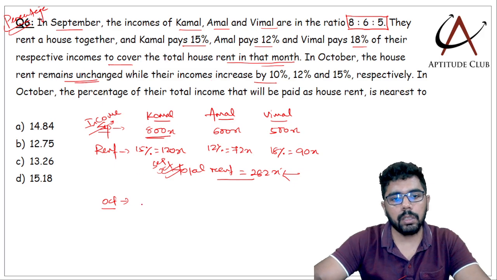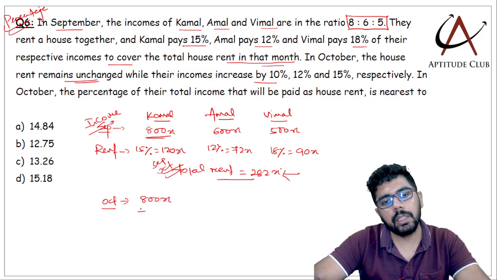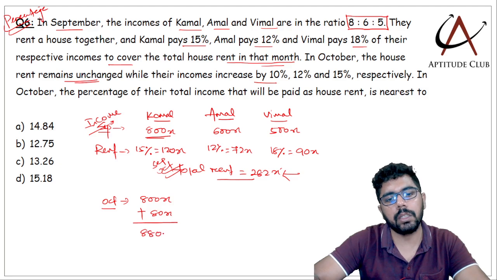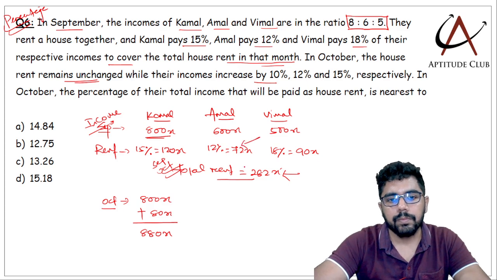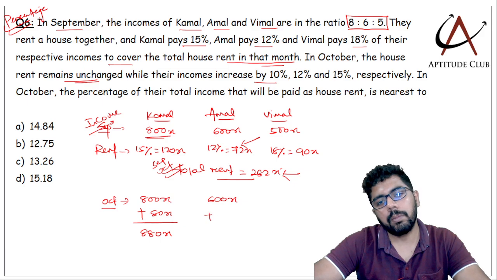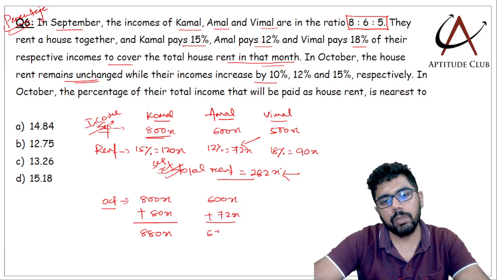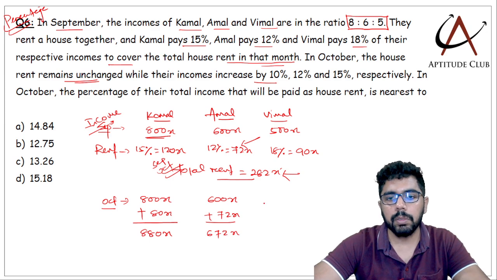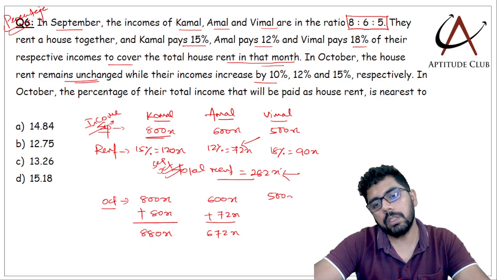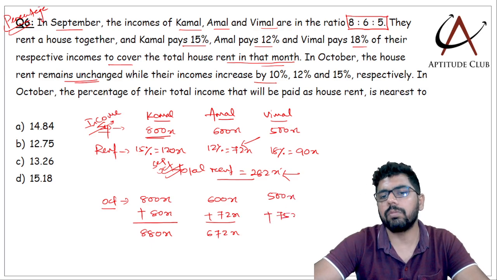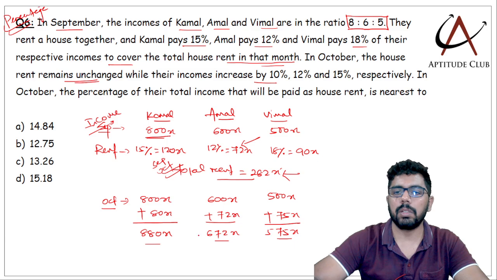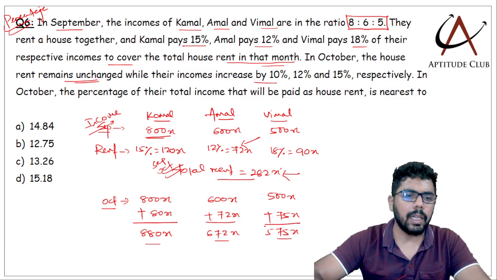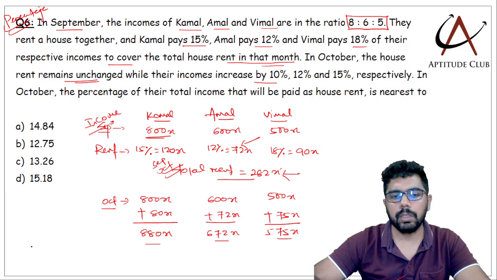So Kamal's income was 800x and the increase is 10%, which is 80x. So the new income of Kamal is 880x. Already we have calculated 12% for Amal. So 600x plus 72x, the new income is 672x. And for Bimal it is 15%. Bimal's income was 500x. 15% of 500x will be 75x. So 575. So really it's a calculation game now. Nothing very difficult. How quickly and comfortably you can calculate the values depends on that.